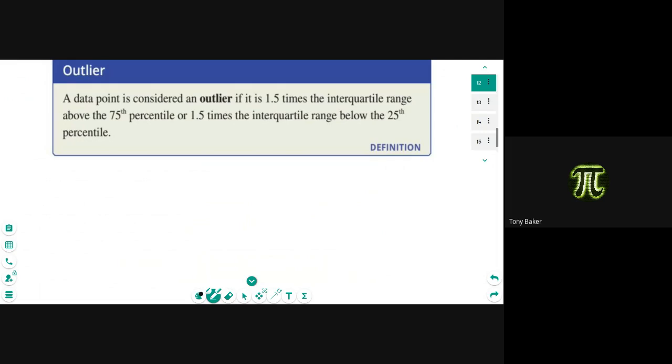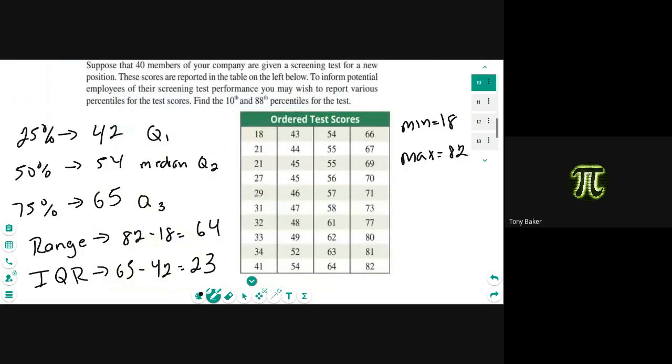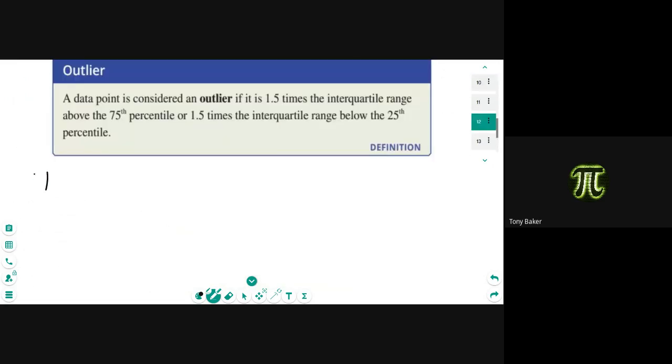So we talked about an outlier before, but now let's get an official definition of an outlier. An outlier is 1.5 times the interquartile range. So my interquartile range, the last one was, what, 23, if I remember right? Yeah. So my IQR in the last problem was 23. So we're going to take that.